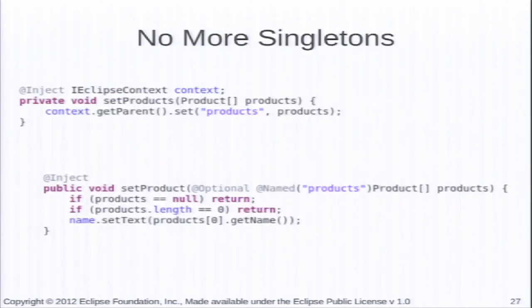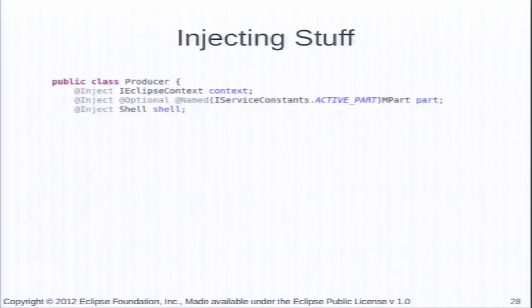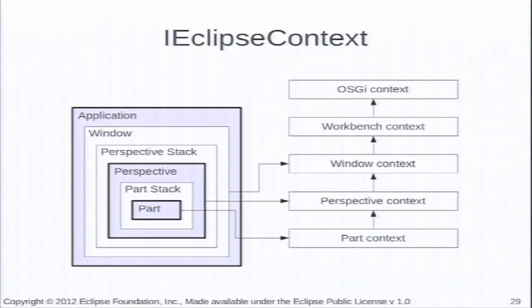If I had just put the products into the context, that would have been in the part context. The part context is specific to one part, so all the other parts would never be told about it. Okay. So this context is an important aspect of making the modeled workbench work. And of course, it goes up multiple levels.